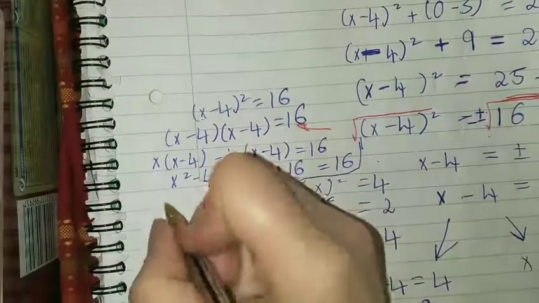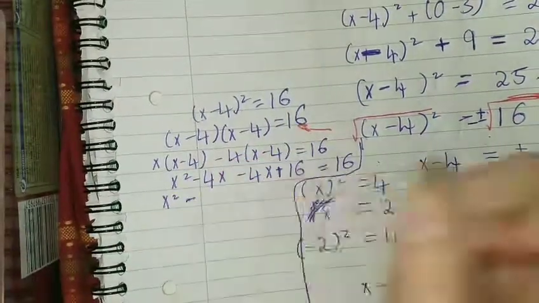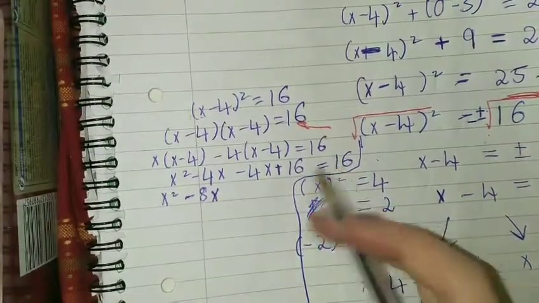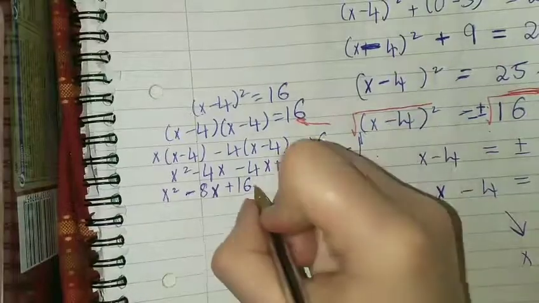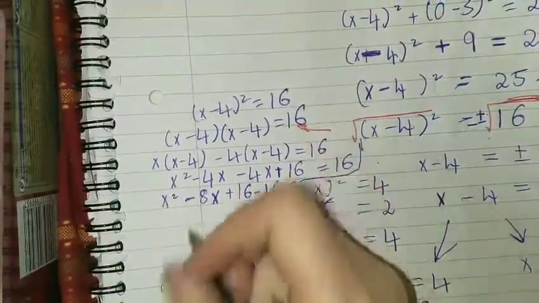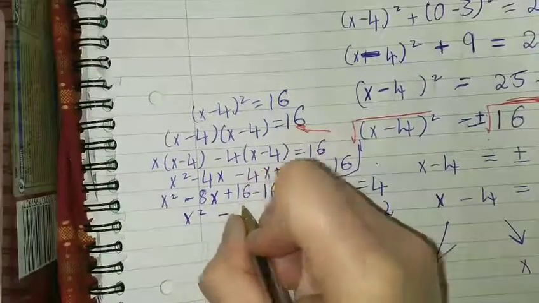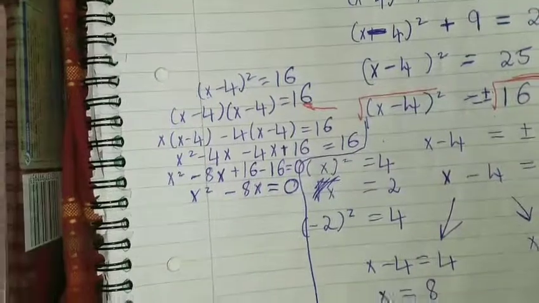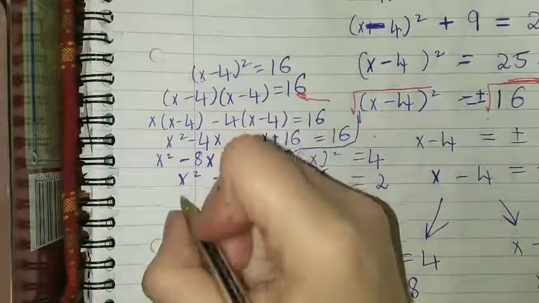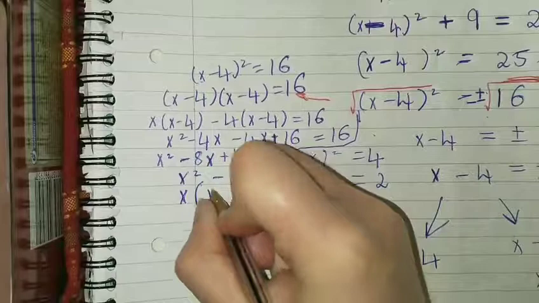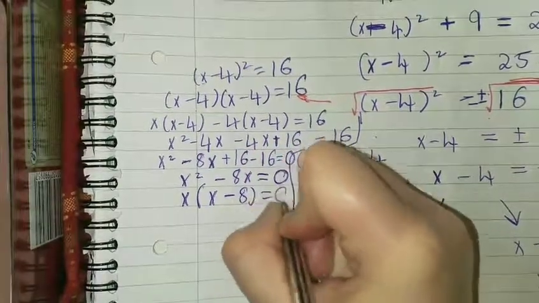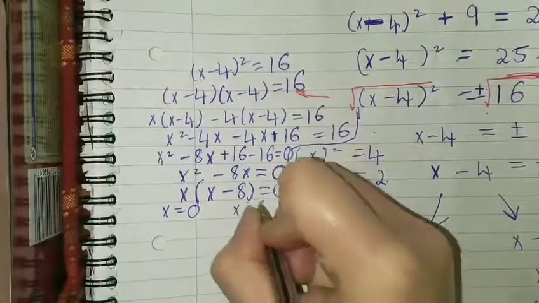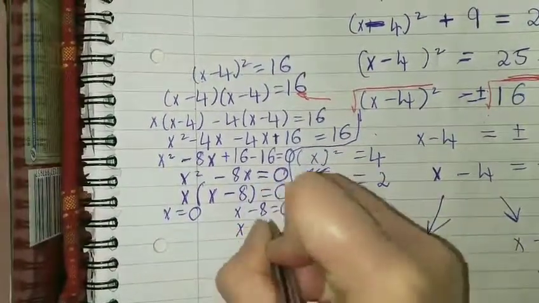So then we have x squared minus 8x. And then if we bring our 16 to this side, it'll be plus 16 minus 16 equals 0. So it'll be x squared minus 8x is equal to 0. So now we have to factorize using the highest common factor method. So we can take out x, and then we're left with x minus 8. So then we have to let each of them equal 0. So we get x is equal to 0, and we get x minus 8 is equal to 0, so x will be equal to 8.